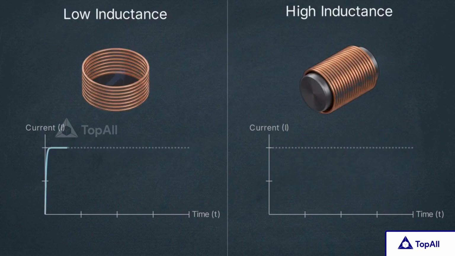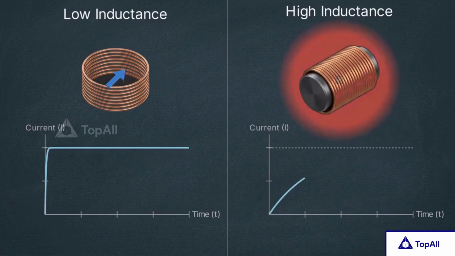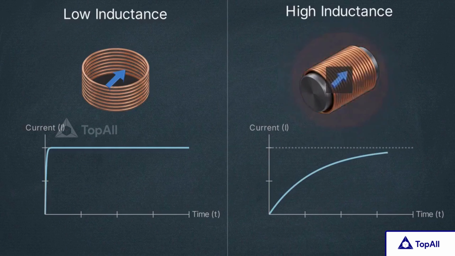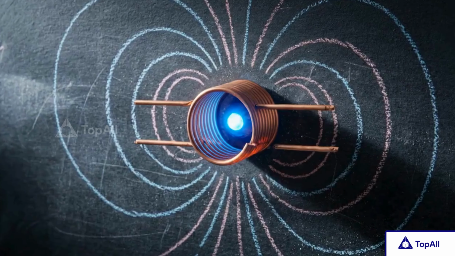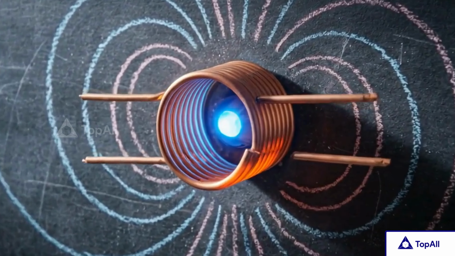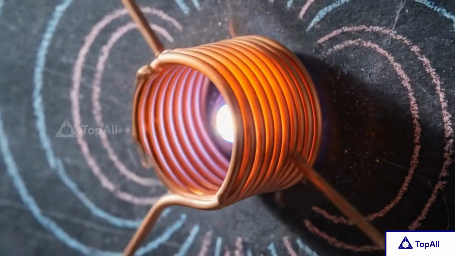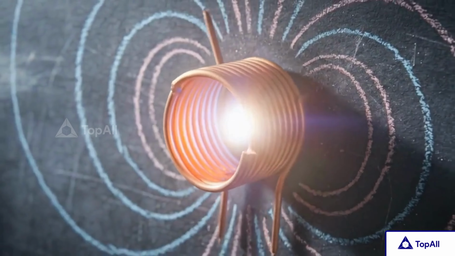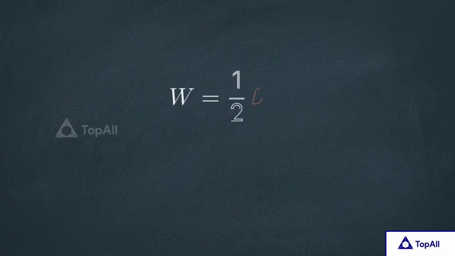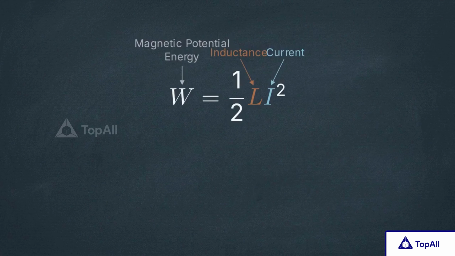When hit with the same voltage pulse, current in the hollow coil shoots up immediately. The iron core coil forces current to struggle, rising slowly towards its peak. The delay in the high inductance coil reveals that it takes physical work to overcome the back EMF and establish the flow. Once the current is established, it is stored as magnetic potential energy, described by this equation.